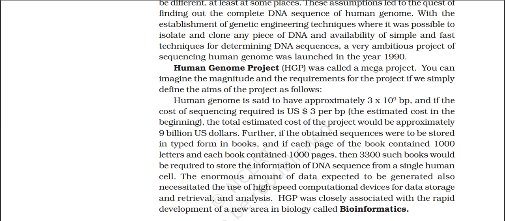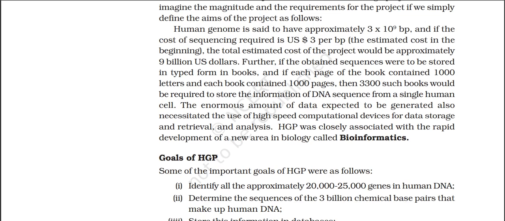Further, if the obtained sequences were to be stored in typed form in books, and if each page of the book contained 1,000 letters and each book contained 1,000 pages, then 3,300 such books would be required to store the information of DNA sequence from a single human cell. The enormous amount of data expected to be generated also necessitated the use of high-speed computational devices for data storage and retrieval and analysis. HGP was closely associated with the rapid development of a new area in biology called bioinformatics.